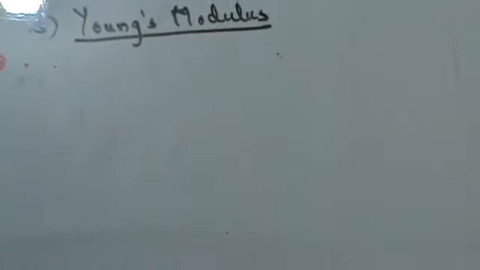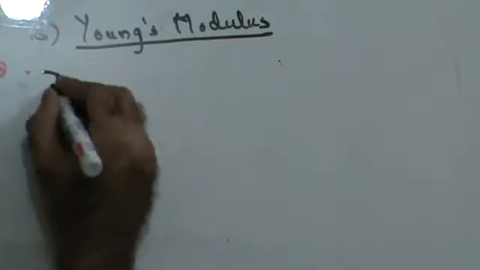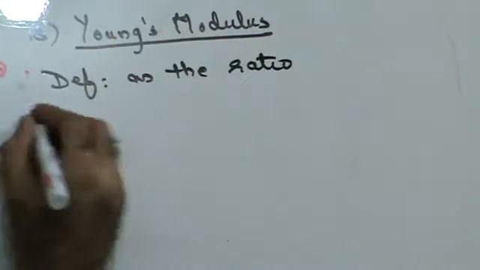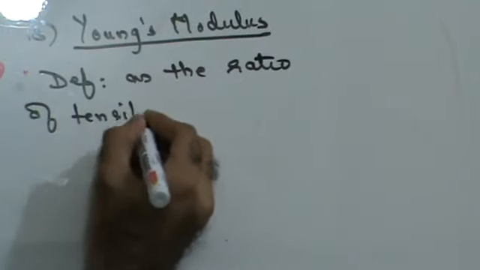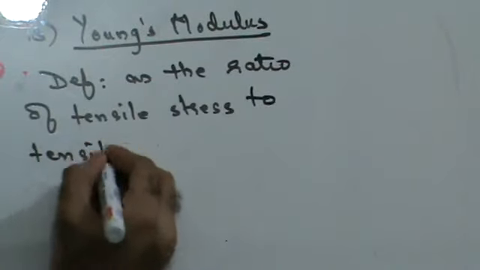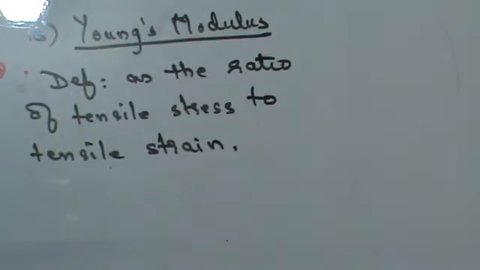Now, what is Young's modulus? What do we understand by Young's modulus? Young's modulus is the modulus of elasticity that corresponds to the change in the length. Thus, Young's modulus is defined as the ratio of tensile stress to tensile strain. So Young's modulus would be defined as tensile stress upon tensile strain.